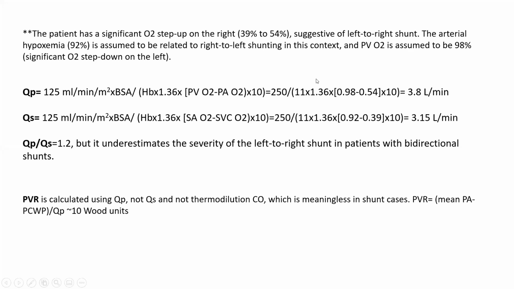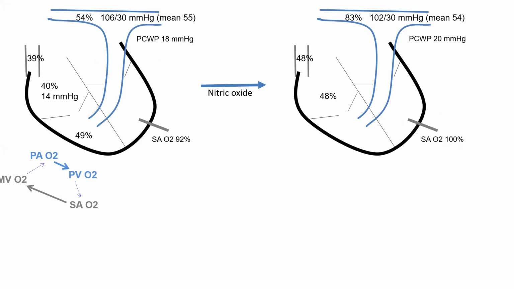Especially that I think he still has a good left to right shunt. It's still predominantly a net left to right shunt, okay? And the QP to Q effective is very high here. So here's what was done. A vasoreactivity challenge was done using nitric oxide. And I want you to look at those numbers. It's a very informative case.